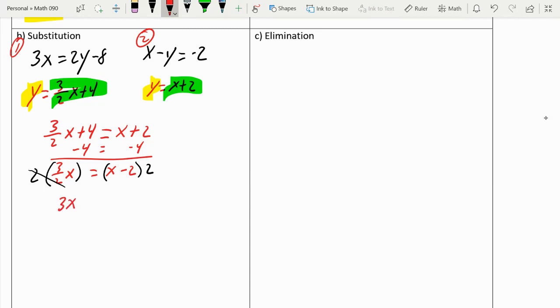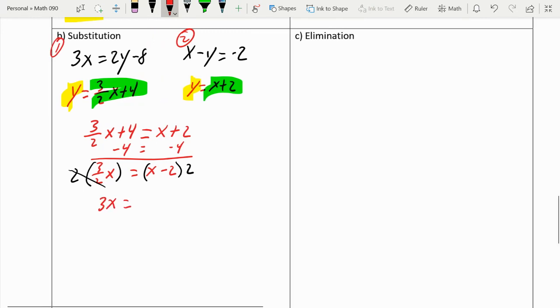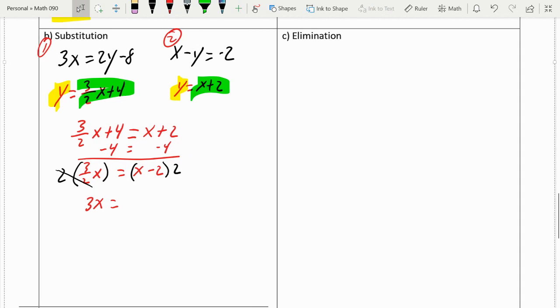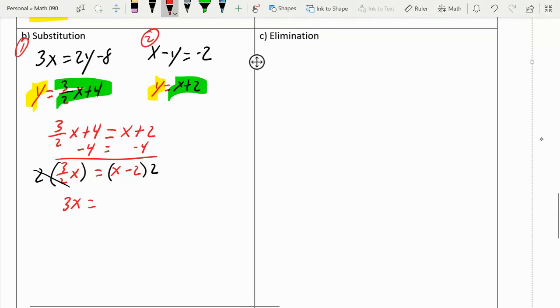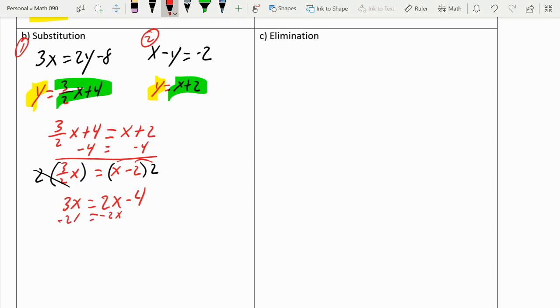So I'm left with 3x is equal to, now I'm going to distribute, holy cow, I don't know what just happened there, guys. All right, so now I'm going to distribute. So 2x minus 4. And now this problem is so much easier once we got rid of the fraction. Subtract 2x from both sides. So I have x is equal to negative 4.